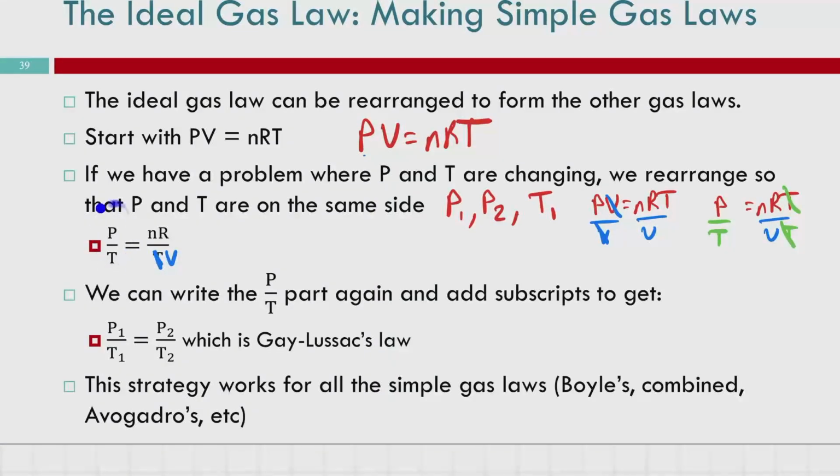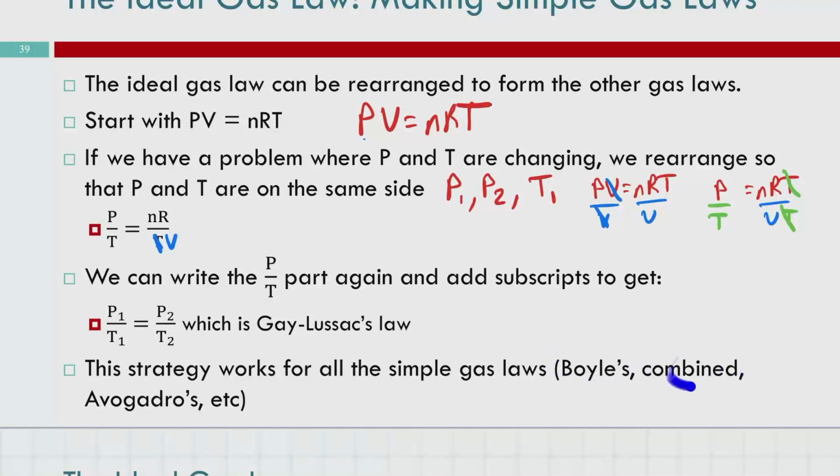Then we just copy paste the side that has the variables that we want. And we get P1 over T1 equals P2 over T2, which is Gay-Lussac's law. That's the simple gas law that we didn't learn. It also works for Boyle's law. It works for the combined gas law. It works for Avogadro's law. It works for Charles' law. It works for all of them. So if you don't want to memorize the simple gas laws and you feel like you can do this, this is a great way to come up with the simple gas laws. Otherwise, I would recommend making flashcards and studying so that you've got your simple gas laws memorized.